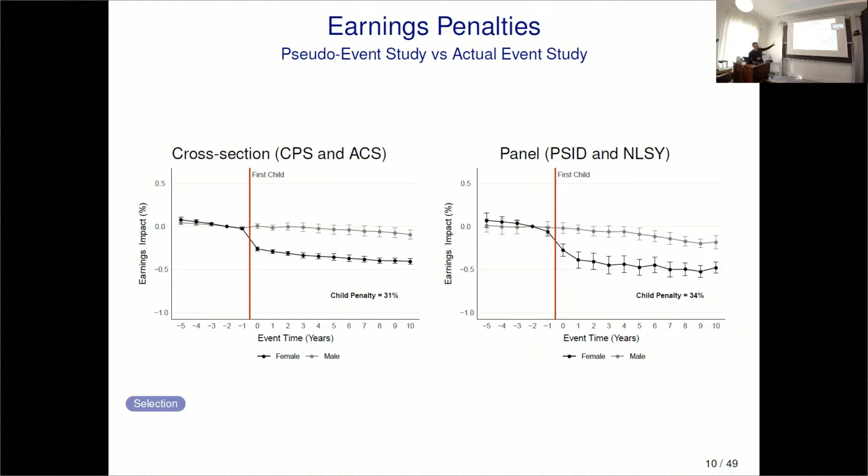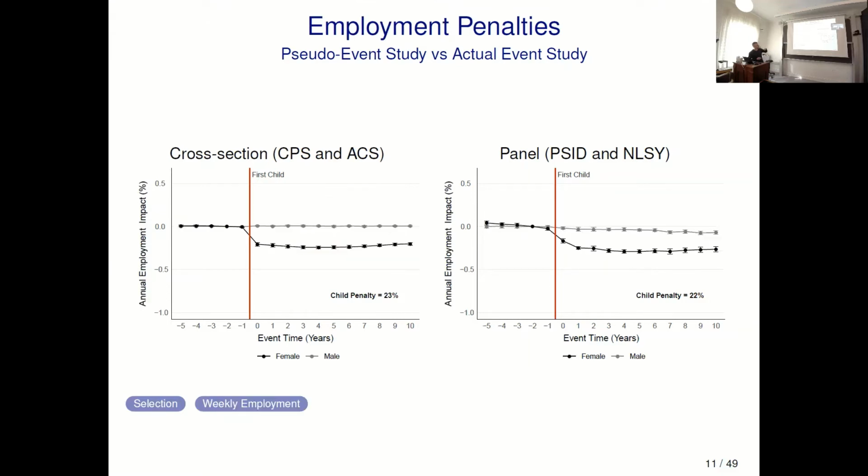So this is for earnings. And the next graph here is for employment. And you can see the employment graphs do even better. They're essentially identical for the cross-sectional approach and the panel. And you just see the amount of precision you can see here. The confidence intervals are so tiny that this is something we can really work with in terms of looking at heterogeneity.